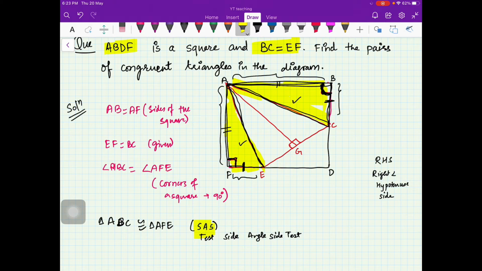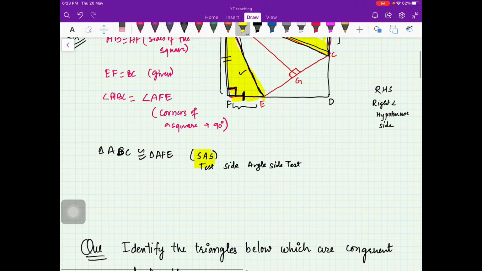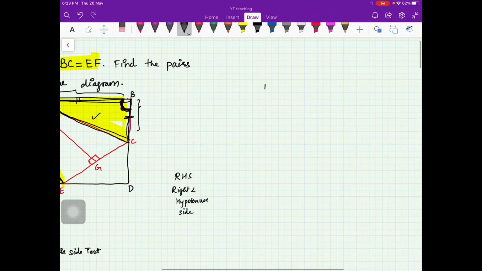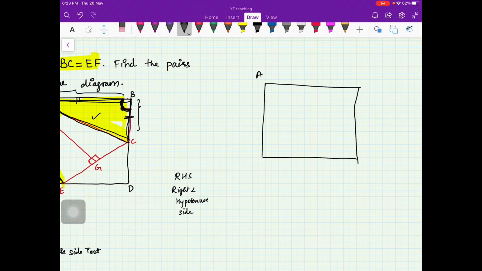Now I ask you, do you see any other pair of congruent triangles? Let me draw the figure again. So you have A, B, D, F, and then you have E here, and then C here, and then G here. And this is 90 degrees. Now we have already found that this triangle and this triangle are congruent.